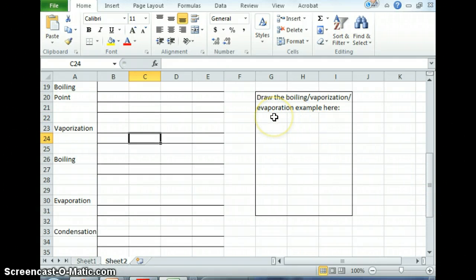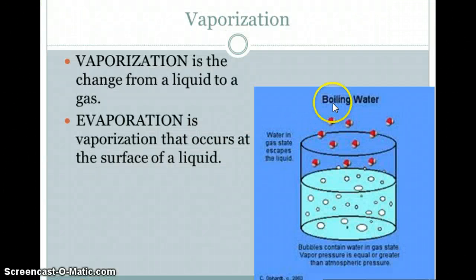So then where it has here an example of the boiling, vaporization, evaporation, you can go ahead and draw this box right here. Okay, so you draw a container with water in it and bubbles. Okay, so that's boiling. And then you have vaporization and evaporation occurring here, where the particles are escaping from the surface as evaporation and then vaporizing as they go from liquid to gas.